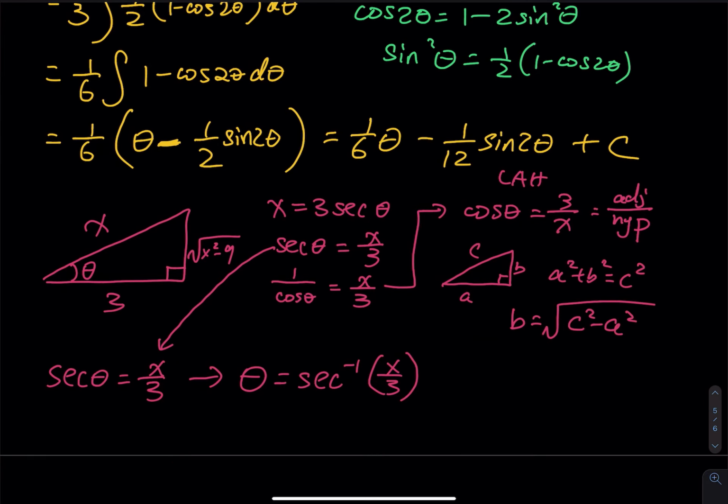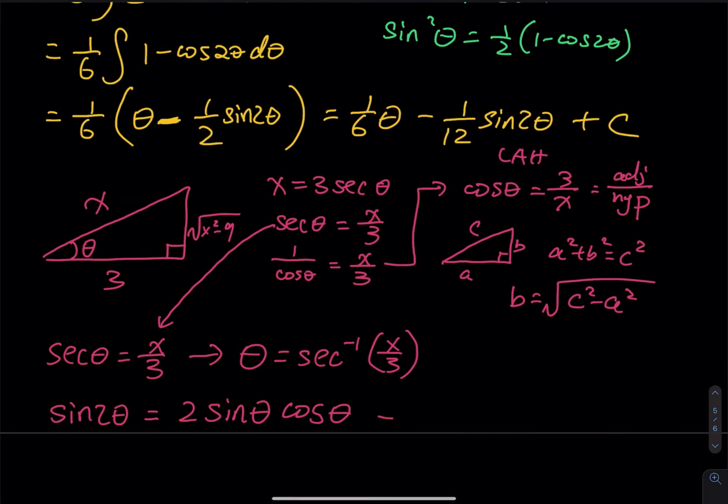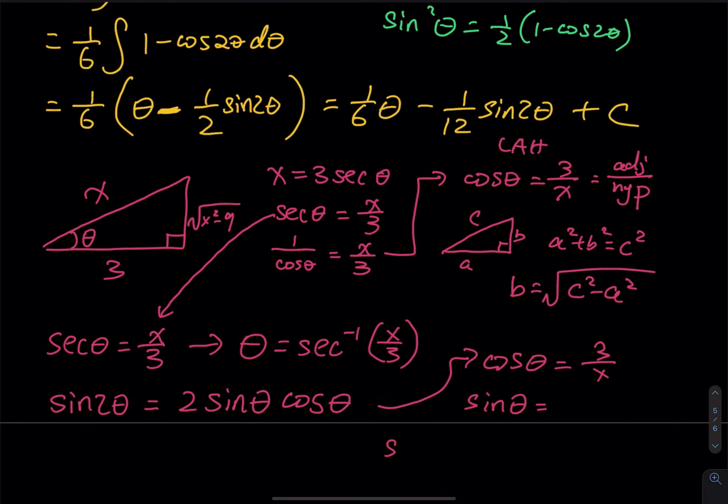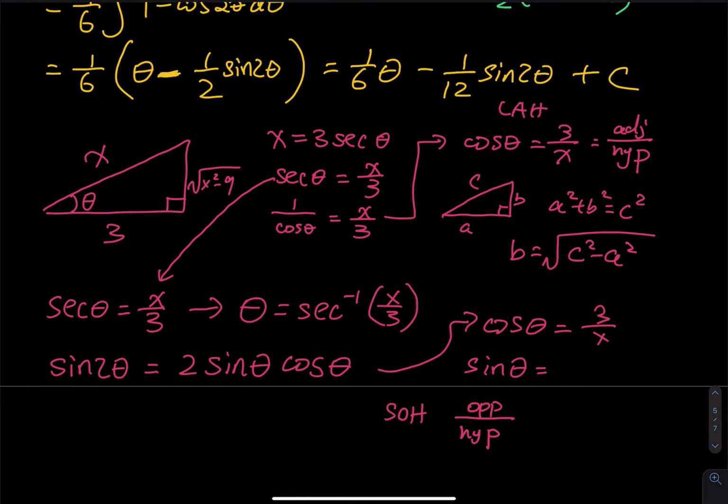We have sine of 2 theta equals 2 times sine of theta cosine of theta. The cosine of theta is equal to 3 over x, and the sine of theta is SOH, opposite over hypotenuse. The opposite is the square root of x squared minus 9, and the hypotenuse is equal to x.